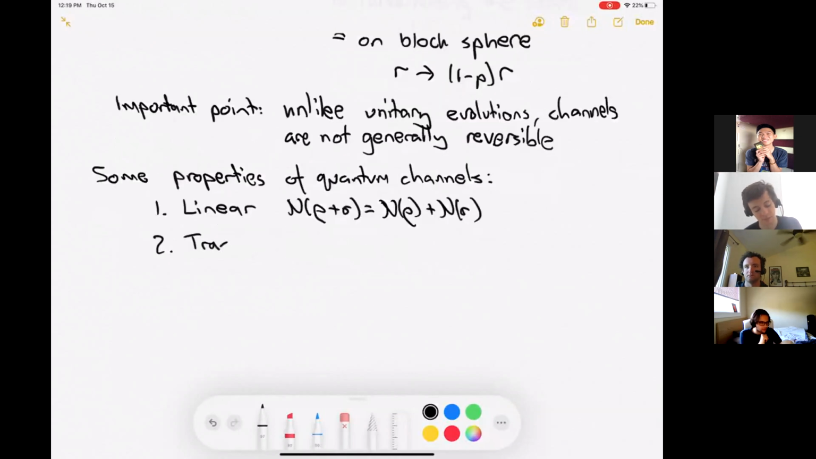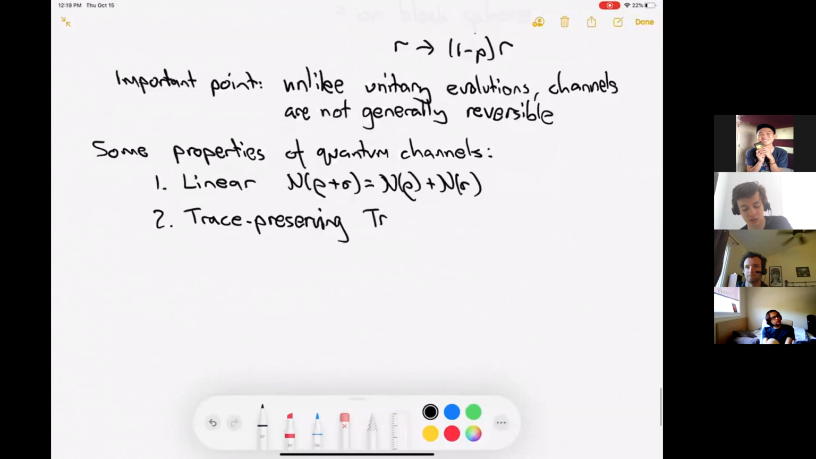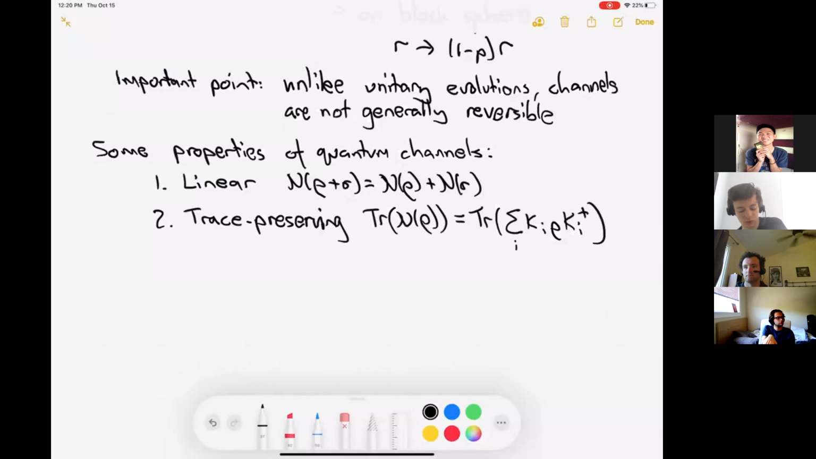Second property is that it's trace preserving. So what does this mean? It means trace of N of rho is equal to trace of rho. Let's just do this explicitly. This is trace of sum over i, K_i rho K_i dagger, which is equal to trace of sum over i, K_i dagger K_i times rho, which is equal to trace of rho. Okay, so this is obviously good. It means that if we start with some density matrix, trace 1, then it stays trace 1.